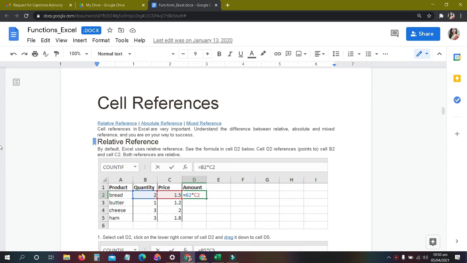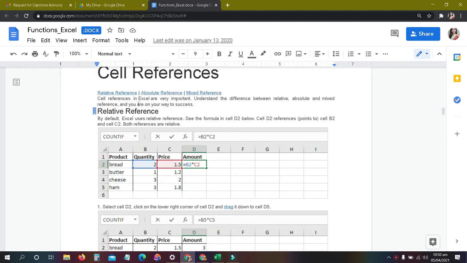So we will continue with cell references. There are three cell references. We have the relative reference, the absolute reference, and the mixed reference. So first is the relative reference. By default, Excel uses relative references.